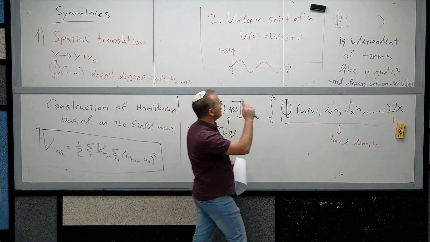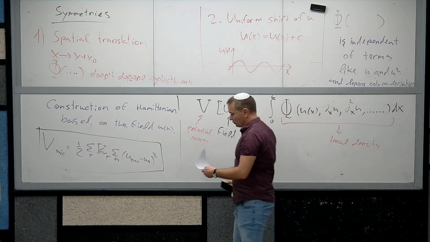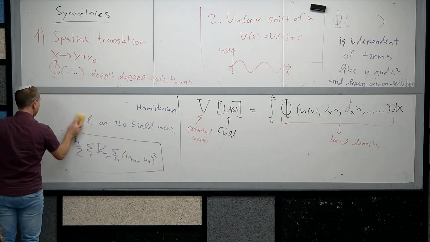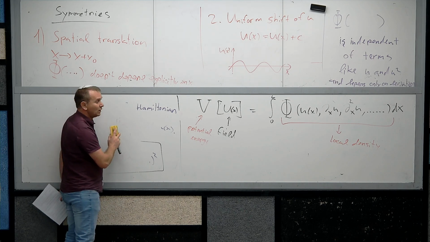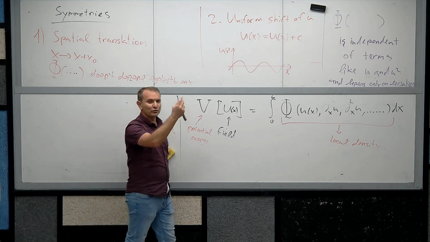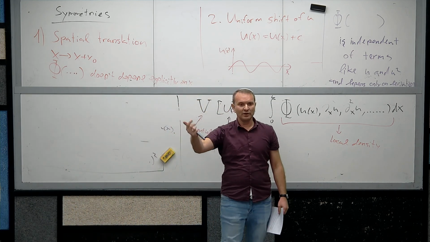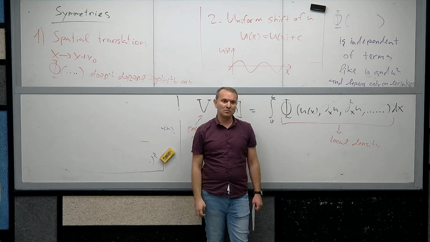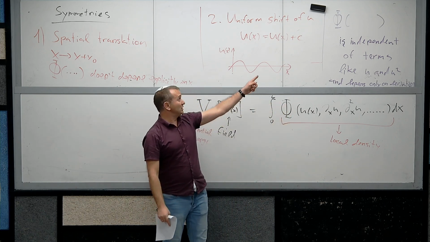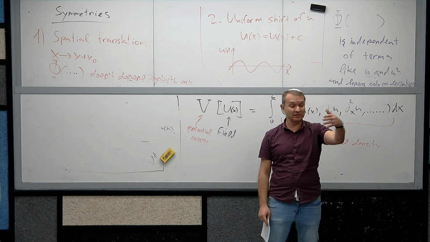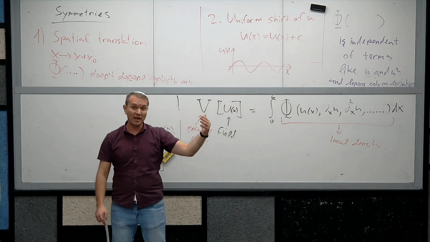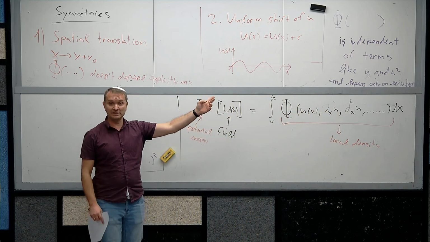Okay, so this is 1, 2. The third one. So there are no terms of u and u squared, u cubed, u to the 4th power, u to the 6th power, etc. There is no such terms inside the density, due to this symmetry. Maybe we'll have a different system where I should have dependence on u. We will see this.